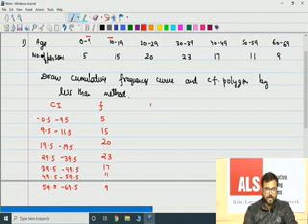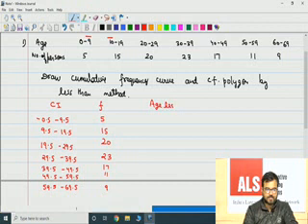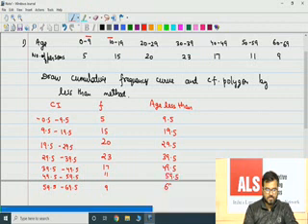So we will write like this: age less than. We will take the upper limit 9.5, 19.5, and so on. Now we have written all the values of less than: less than 9.5, less than 19.5 and so on. Now let us write the cumulative frequency.